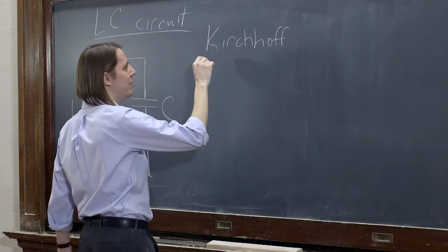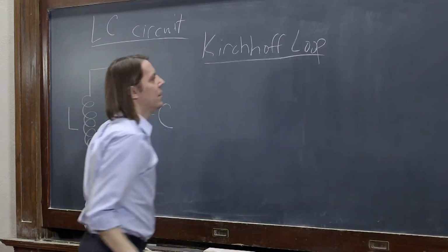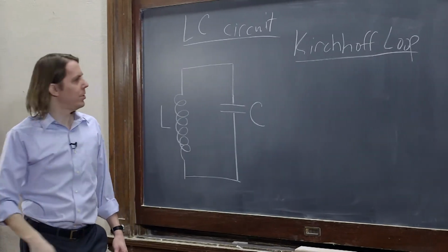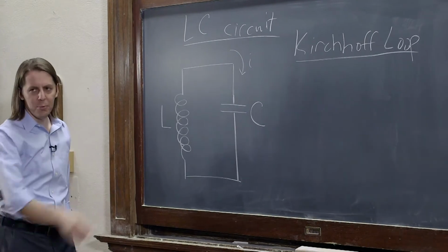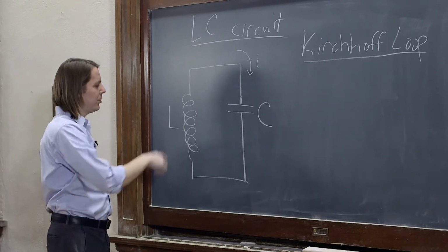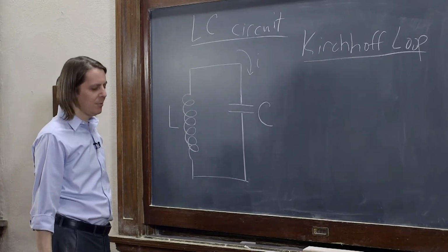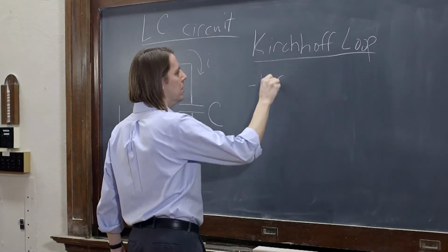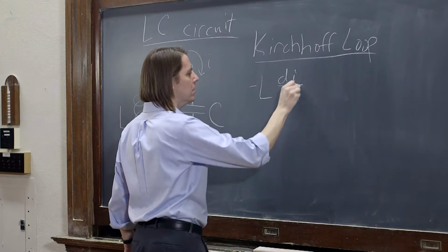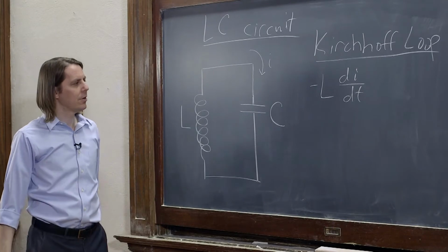Kirchhoff. I will rob him of one of his letters eventually. I think I've gotten it right so far. Kirchhoff loop. Well, okay, let's say the current is going that way. We want to loop that way. So we're going with the current through an inductor. Assuming the current is increasing, then you're going to get a back EMF. So we have minus L di dt. That's the potential drop across the inductor.